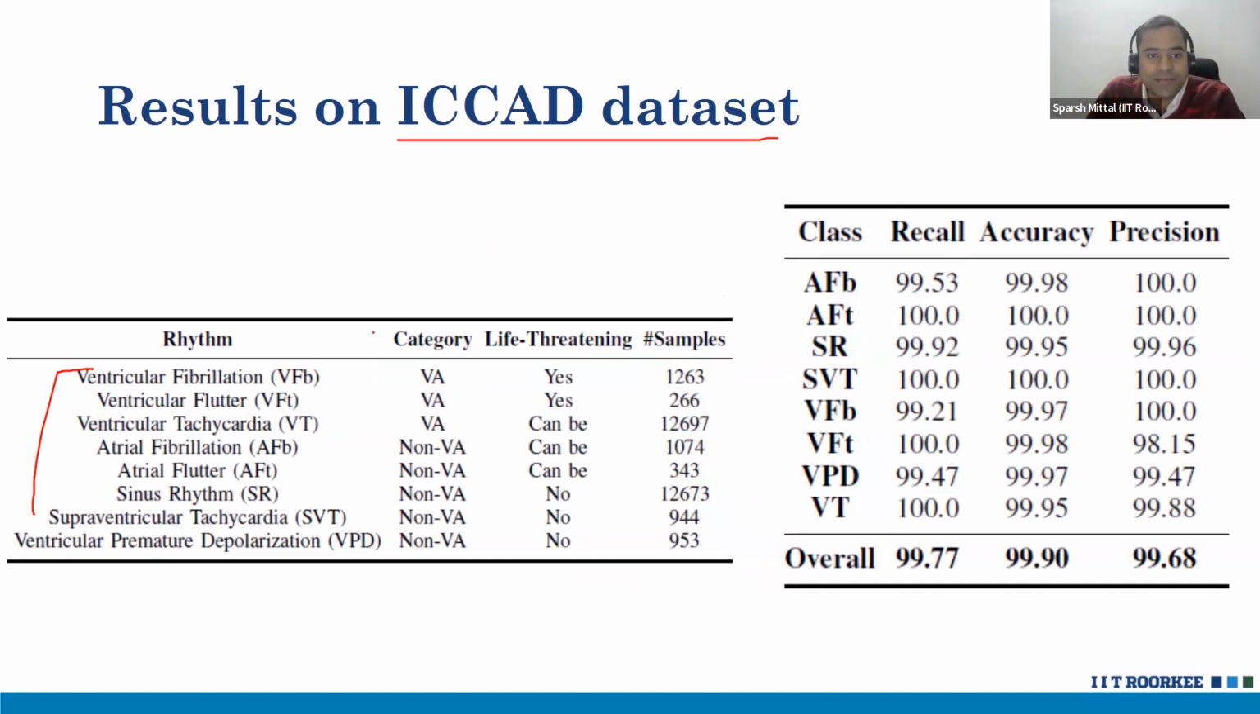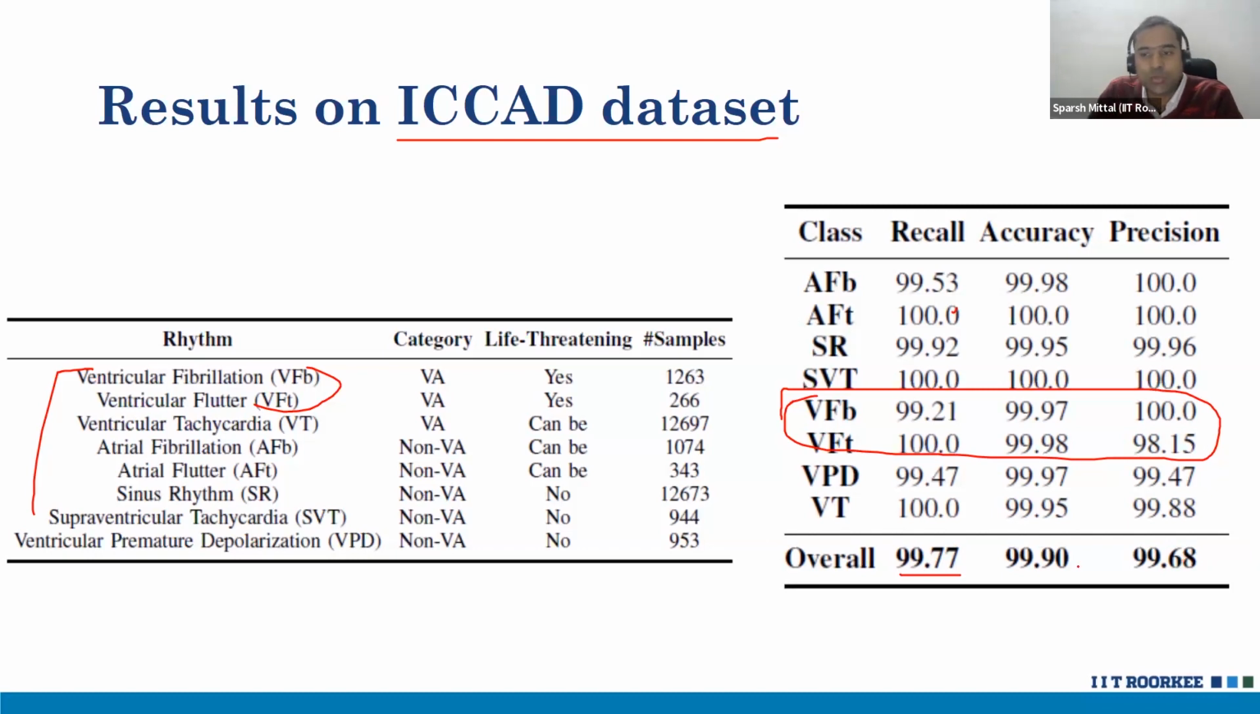So as you can see, VFB and VFT, these are life-threatening. So we will definitely place the highest focus on being able to detect these classes, and others are also important. There also we have very good accuracy, very good recall and precision. Overall, if we summarize across all the classes, we have close to 99.77% recall and so on.